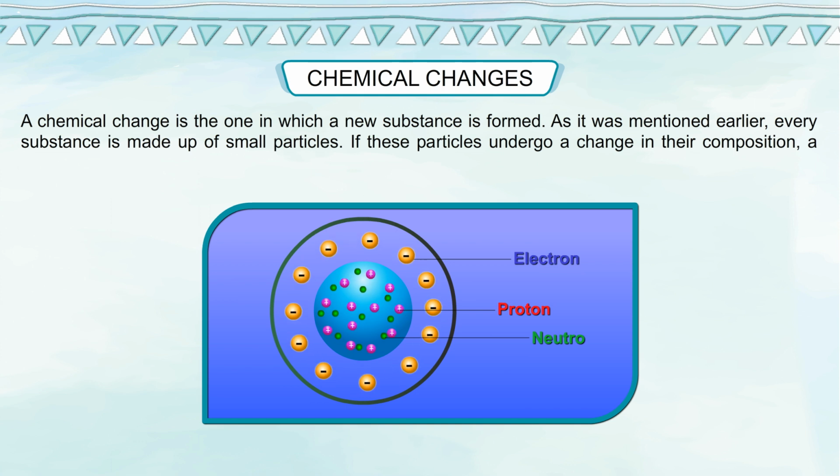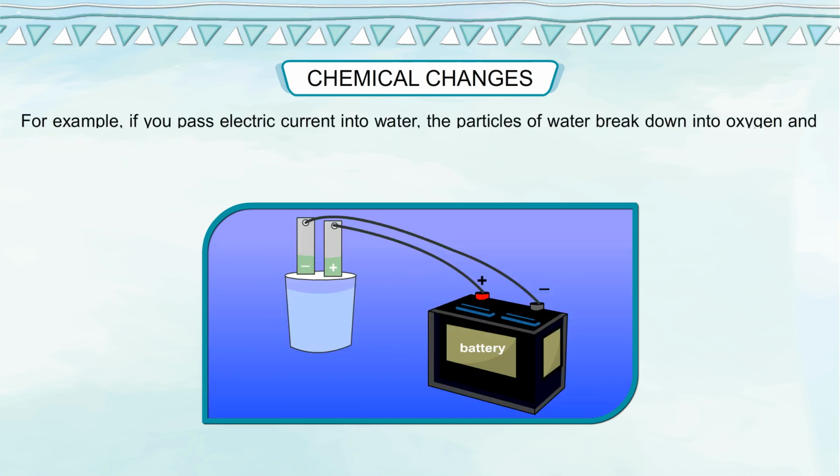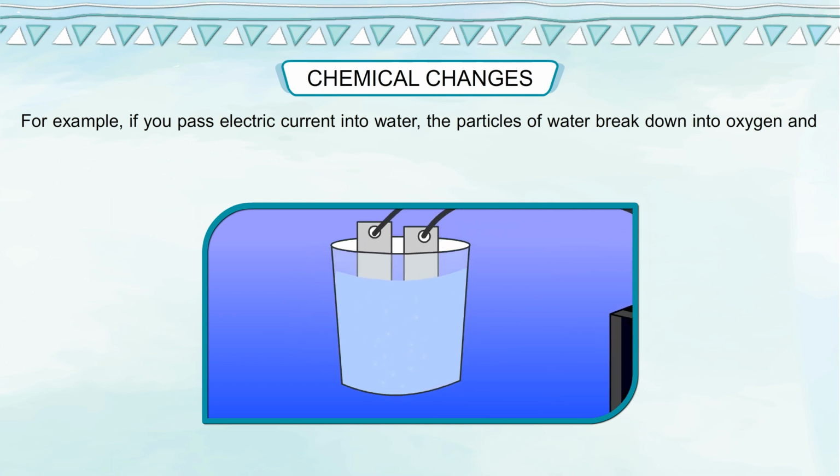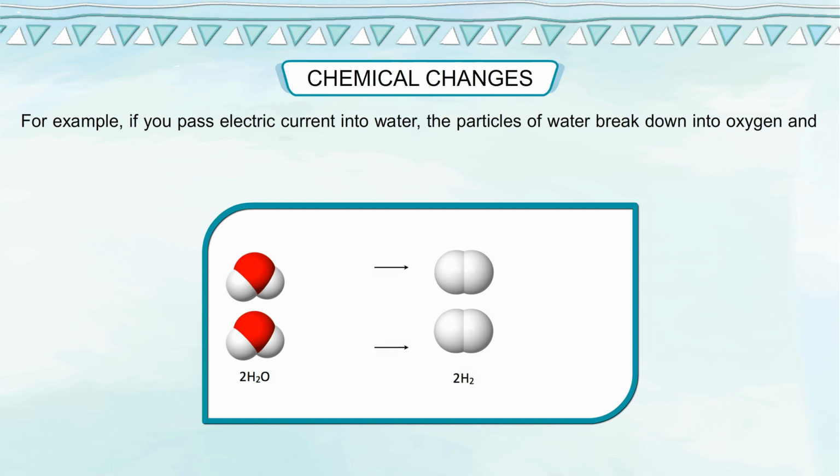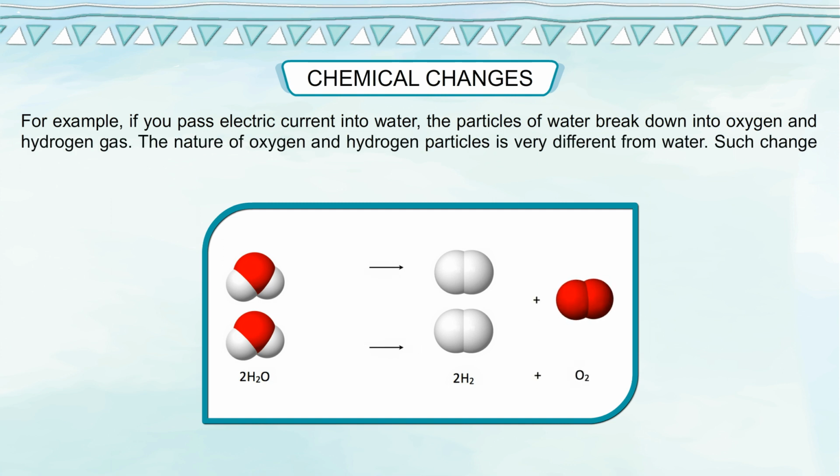If these particles undergo a change in their composition, a new substance will be formed. For example, if you pass electric current into water, the particles of water break down into oxygen and hydrogen gas. The nature of oxygen and hydrogen particles is very different from water. Such change is called a chemical change or a chemical reaction.